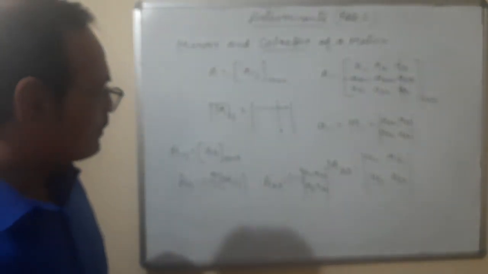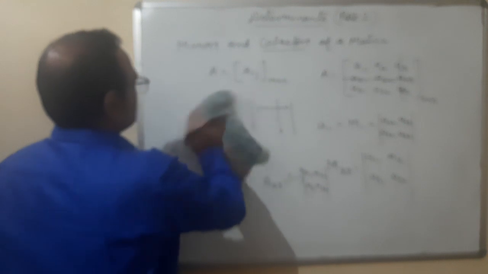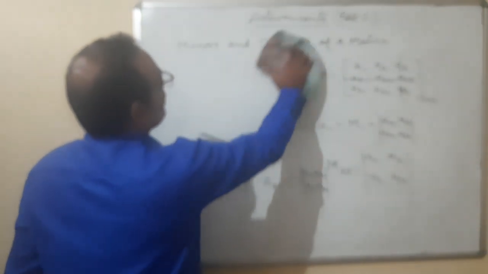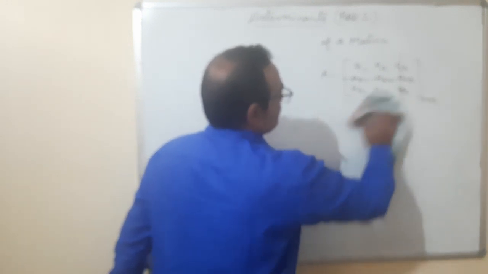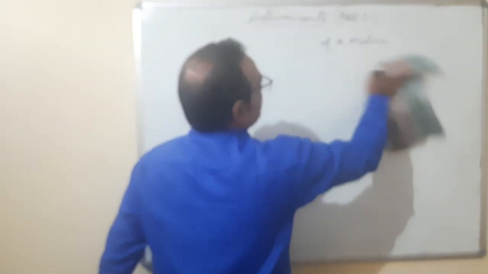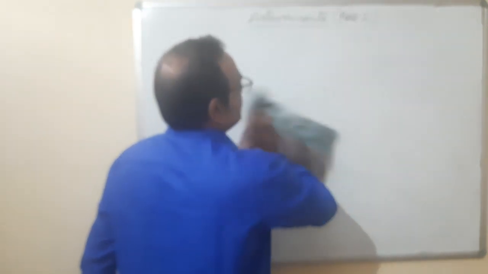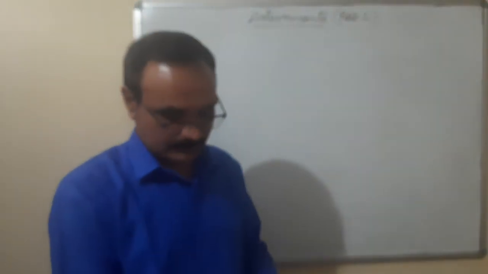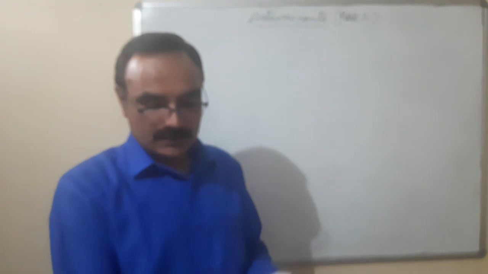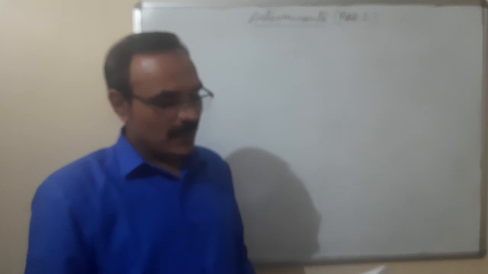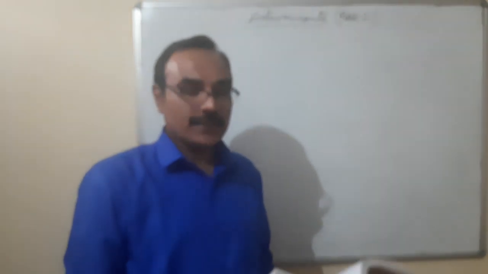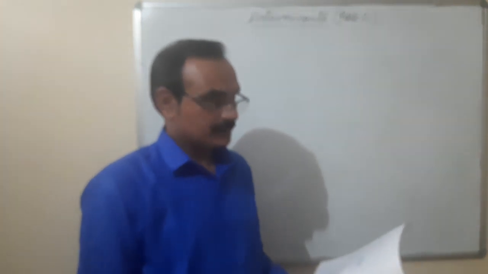Now I am taking 1 or 2 examples, and we are finding the minors and cofactors. Minors and cofactors can be for 2 cross 2 or 3 cross 3; the procedure is the same, there's no change in it. Suppose I take one question from exercise 4.4. The question is: write the minors and cofactors of the elements of the following determinants.